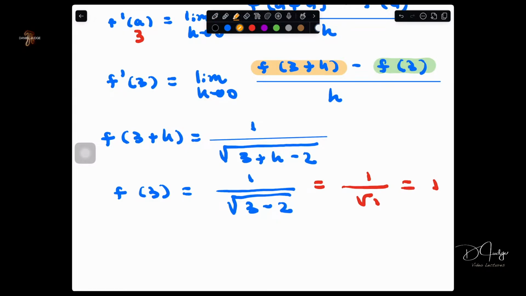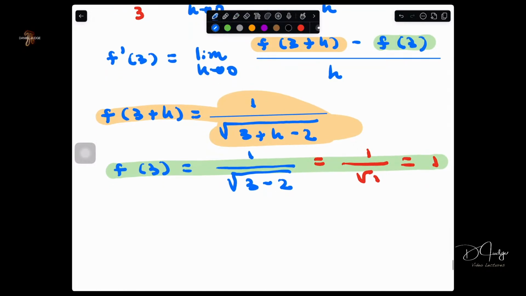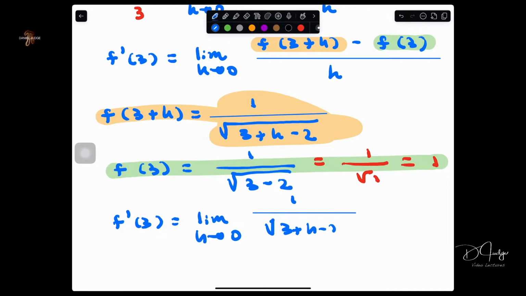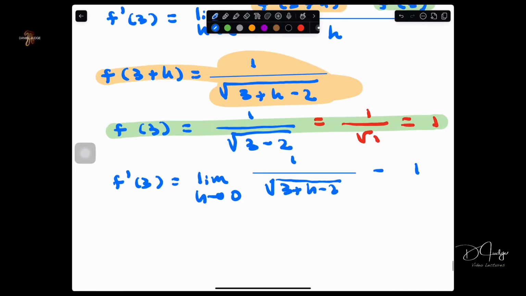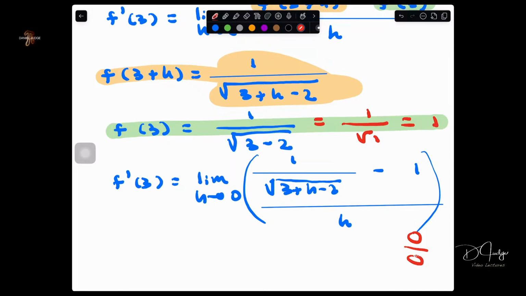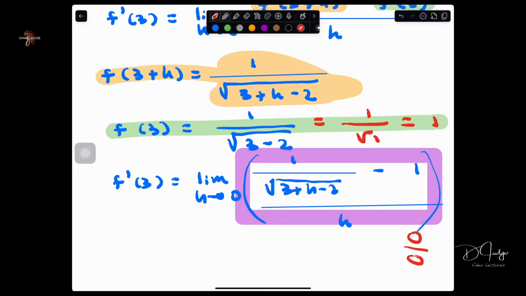So let's put this all together here. This is the orange portion, and you've got the green over here. Using your definition, f prime of 3 is the limit as h goes to 0 of 1 over the square root of 3 plus h minus 2, minus 1, and that is over h. So if you plug in your h as 0, you're going to get 0 over 0, indeterminate form. Like we've been saying over and over again, you're going to need to use algebra.